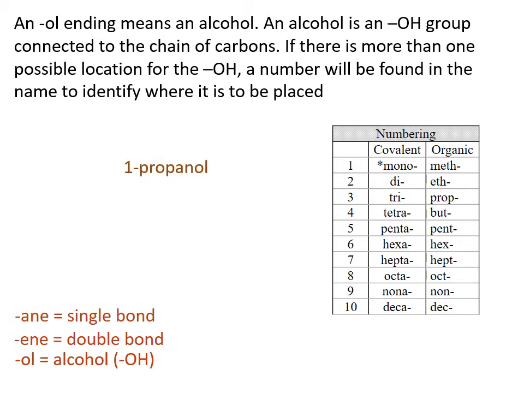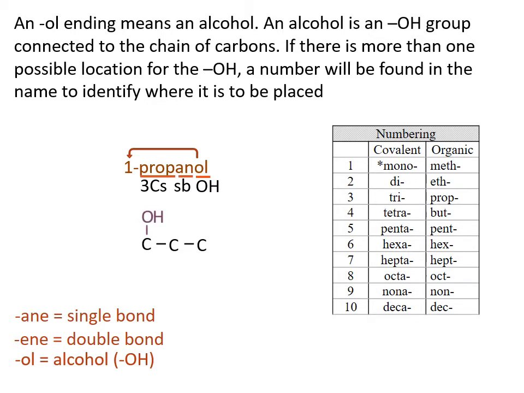Let's say we have 1-propanol. Prop means 3, so I have 3 carbons. So let's draw out 3 carbons: 1, 2, 3. An means single bonded, so I will write SB, and OL means I have an OH. And that OH is located on the first carbon. So I put the OH on the first carbon in the 3-carbon chain.